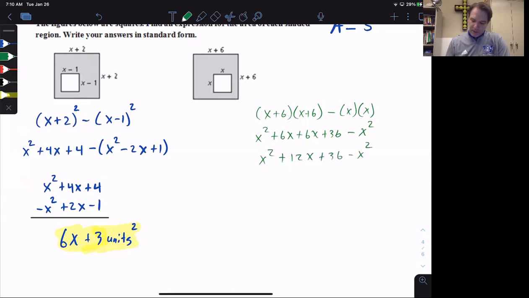Okay, x squared minus x squared, that goes away, and I'm left with 12x plus 36 units squared. So that's the area of the big box minus the area of the open box. And those are all in standard form.